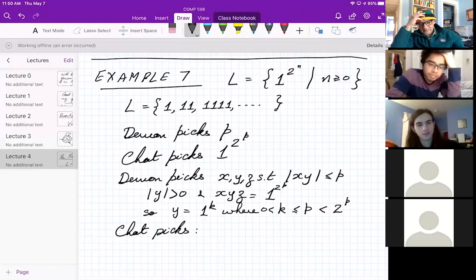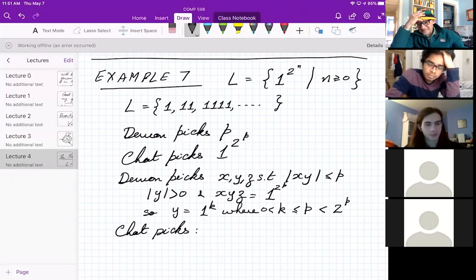The chat is suggesting 1. So 1 is the thing guaranteed never to work. i equals 1. Yeah, if you pick i equals 1, it's exactly the same string. So how can it be out of the language?